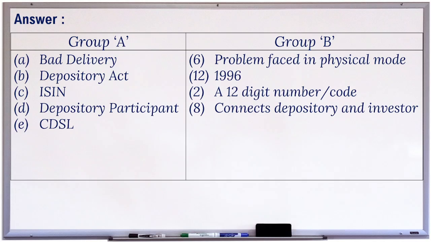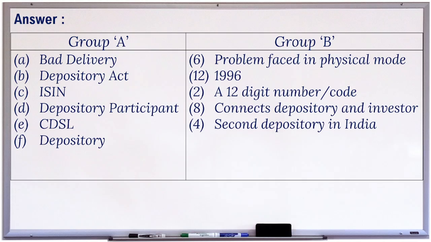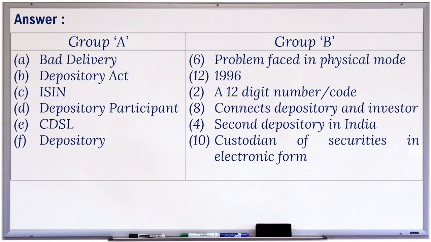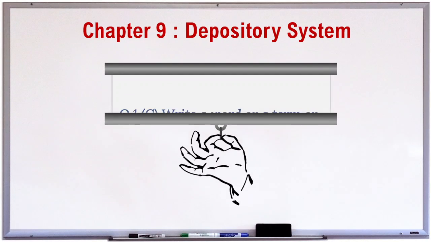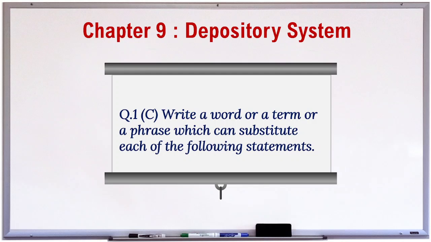E. CDSL: 4. Second depository in India. F. Depository: 10. Custodian of securities in electronic form. G. Beneficial owner: 14. The investor. Question 1. C. Write a word, or a term, or a phrase, which can substitute each of the following statements.